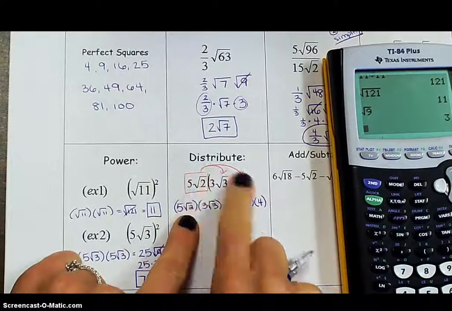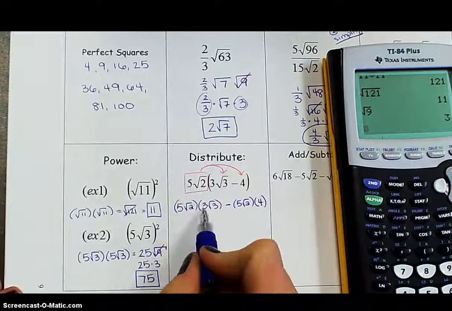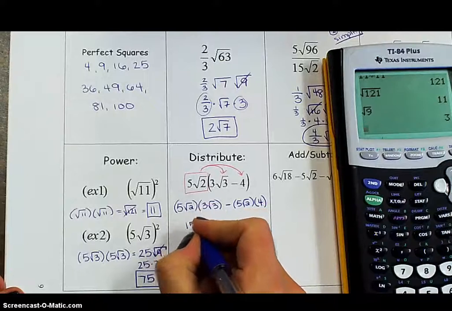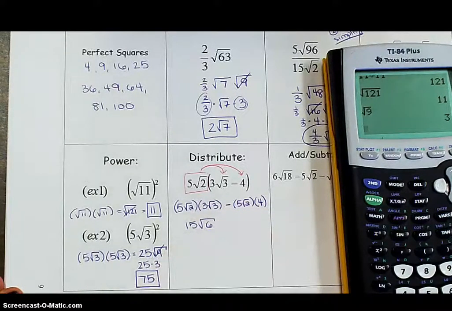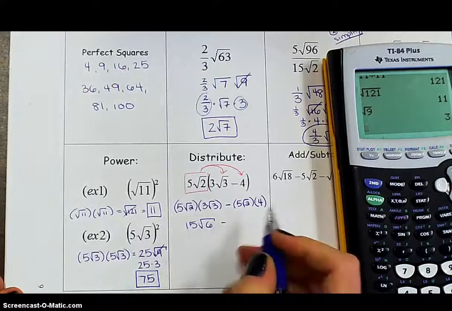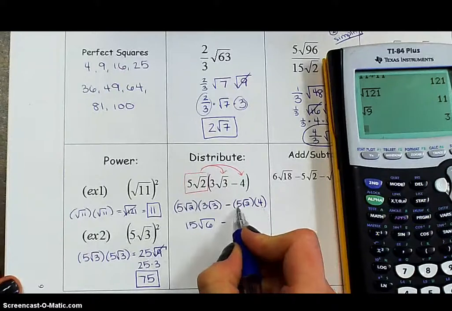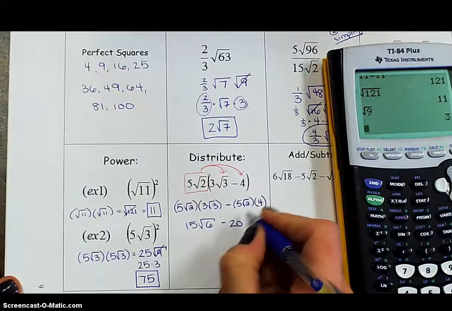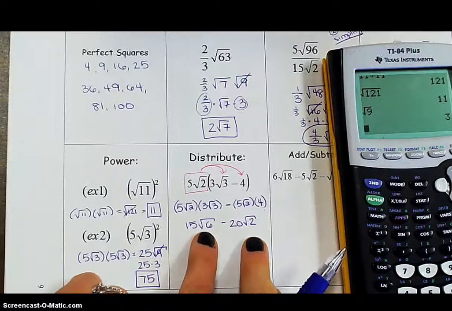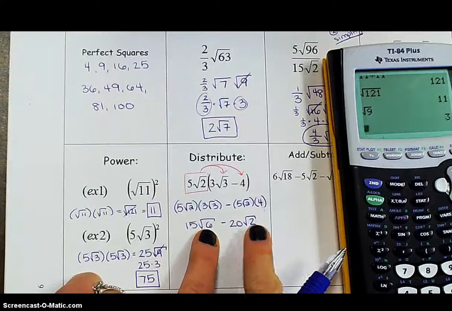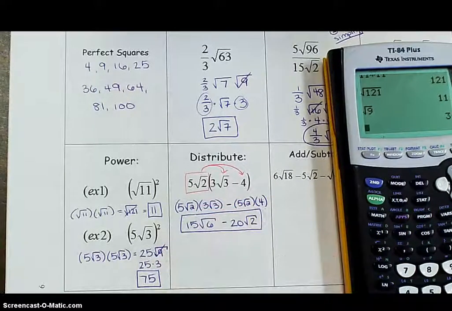Okay, now that we've distributed the 5 radical 2, now we're going to multiply it to simplify. So 5 times 3 is 15. We put the radical symbol, and 2 times 3 is 6. Okay, and then we have minus, and now we're going to come over here. Now this 4 does not have a radical, so it's just a coefficient, so you multiply the coefficients. 5 times 4 is 20, and there's no radical, so radical 2 just stays the same. And these cannot be combined because this has a radical 6 and this one has a radical 2, and they're unlike terms. So that is your final answer.